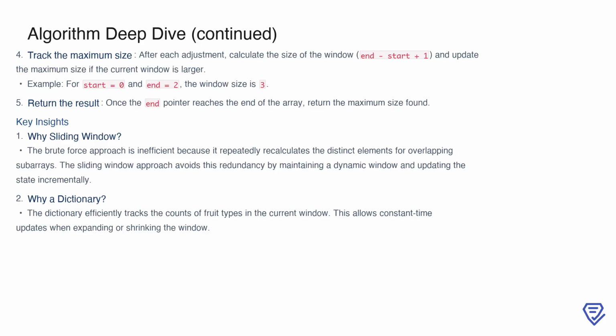To understand why the sliding window approach is more efficient, consider that it avoids recalculating the distinct elements for overlapping subarrays by maintaining a dynamic window. This eliminates redundancy and ensures that the operations are performed incrementally. The dictionary plays a critical role here by efficiently tracking the counts of fruit types in constant time. This makes it possible to expand and shrink the window while keeping the operations fast and manageable.